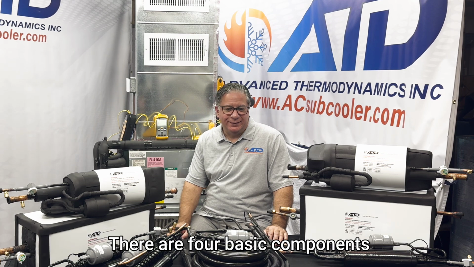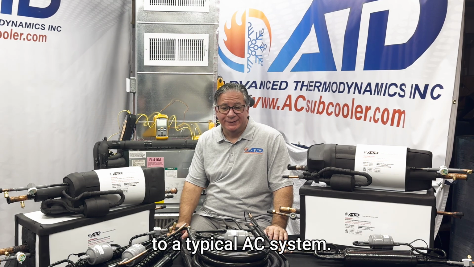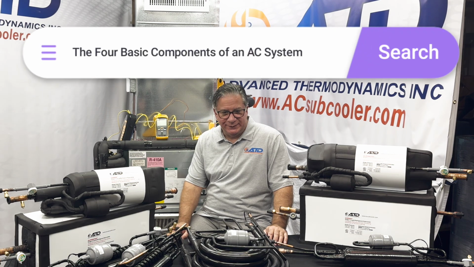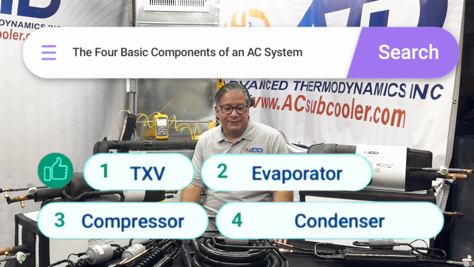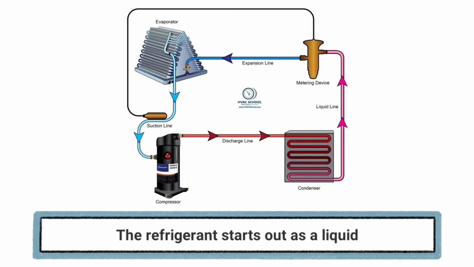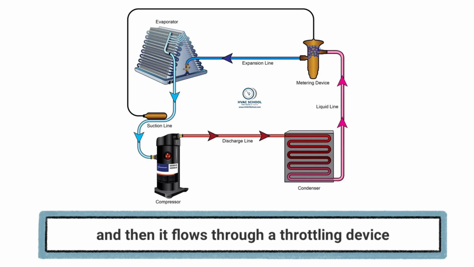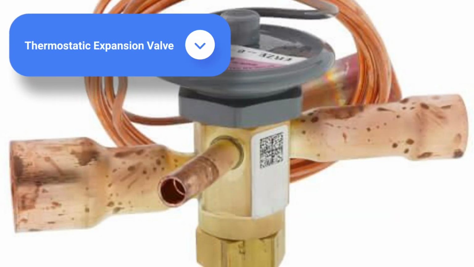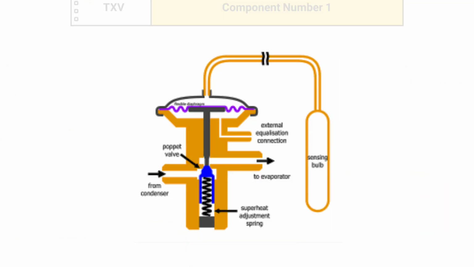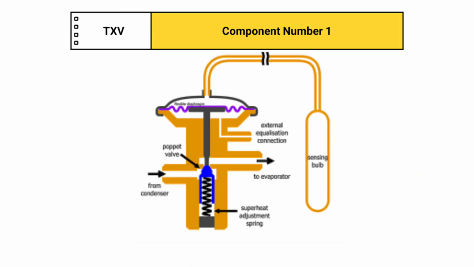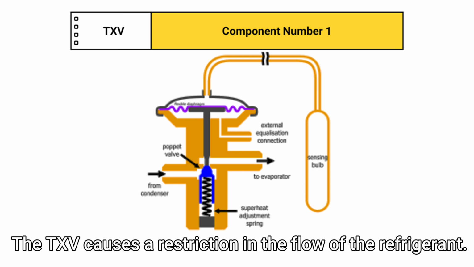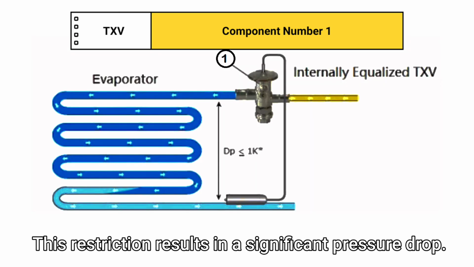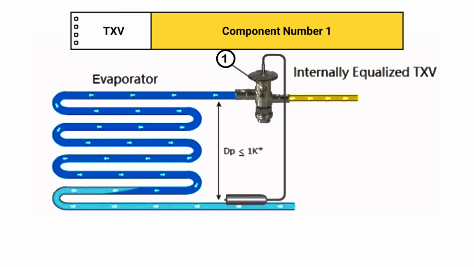There are four basic components to a typical AC system. The four basic components to the system are the TXV, the evaporator, the compressor, and the condenser. The refrigerant starts out as a liquid, and then it flows through a throttling device, a thermostatic expansion valve, or for short, TXV. The TXV is component number one. The TXV causes a restriction in the flow of the refrigerant. This restriction results in a significant pressure drop.